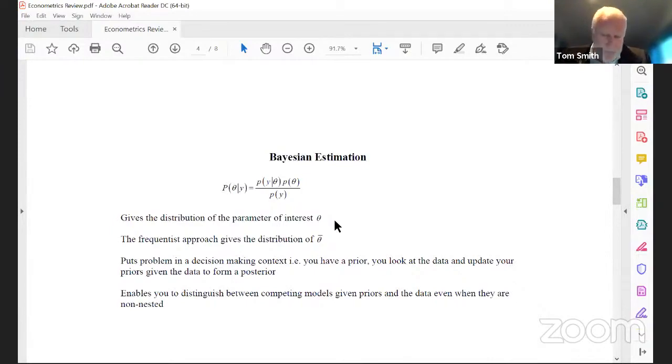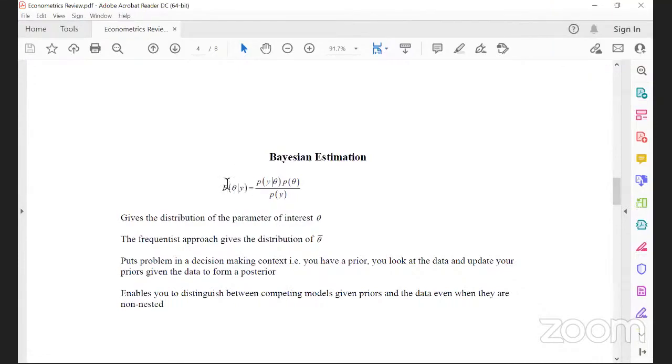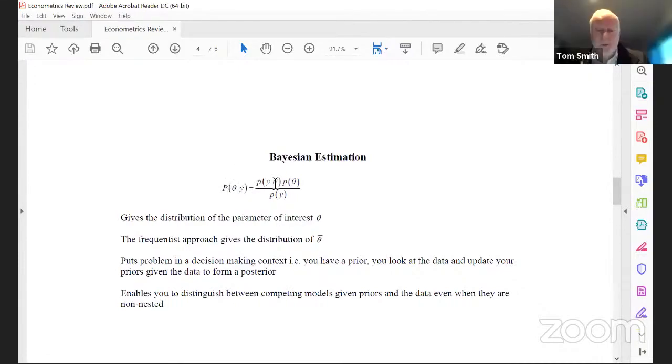That is, you have a prior. You think, okay, this is the way the world looks. You have this prior, you look at the data, and then you update your priors given the data to form a posterior. So this is the posterior: the probability of your parameters given the data equals what you initially thought the data would look like, given your priors. And so it does enable you to distinguish between competing models, given the priors and the data, even when they're non-nested. That's quite a good thing. You can look at the Bayesian odds ratio.